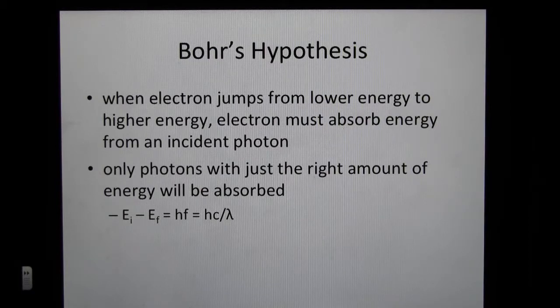We can use Planck's quantum hypothesis, which says the energy of the photon is equal to hf, or hc over lambda, and the energy of the photon has to be equal to the difference between any two energy levels. Again, this is what produces the absorption spectrum. Only certain frequencies of light that correspond to the difference between energy levels will be absorbed.